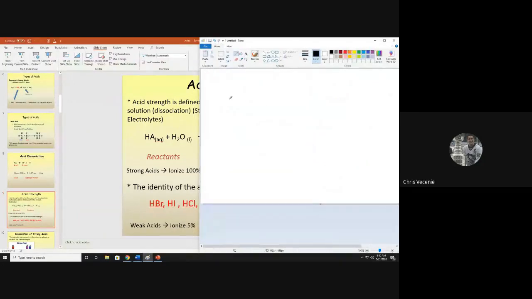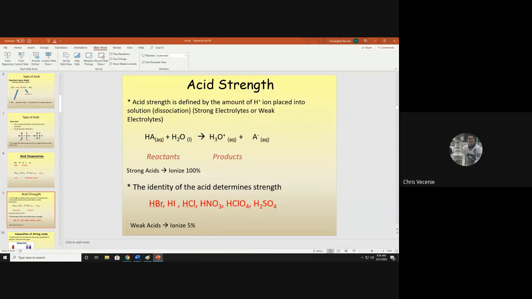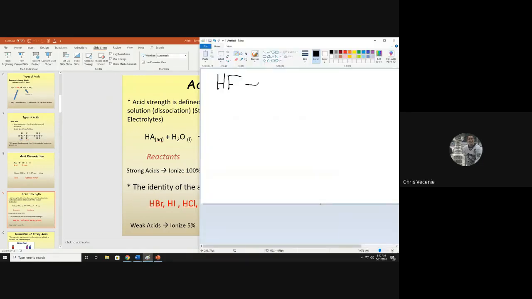So a very easy question could be, I would say something like, talk to me about how a particular acid breaks down. I could say, well, what if we had HF? I could say, is that strong or weak? And what percent does it break down? So if you look, HF is not on the list. So if it's not on the list, we know it's a weak acid. If it's a weak acid, it only breaks down 5%.